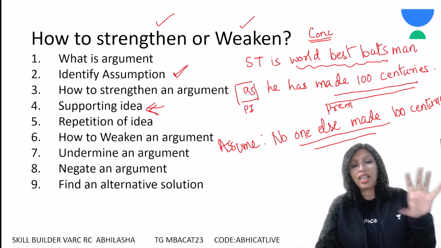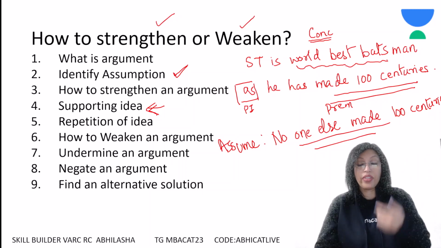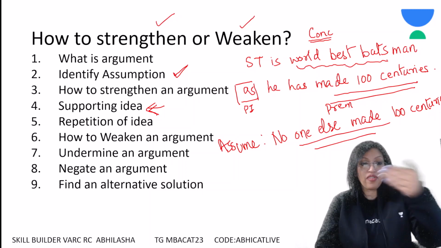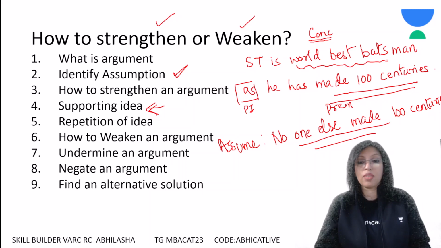Now, what have I done? I have just thought of these. These are possibilities, and I have said, okay, if this happens, then Sachin could be the world's best batsman.